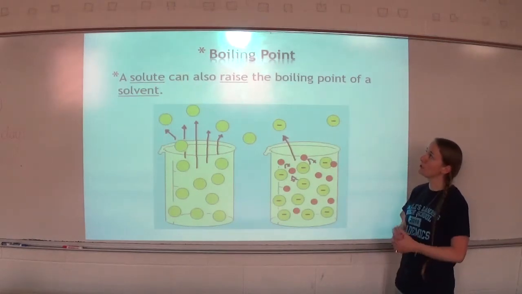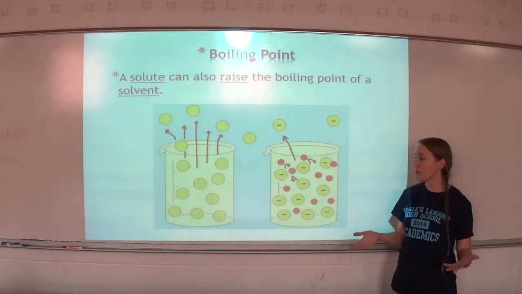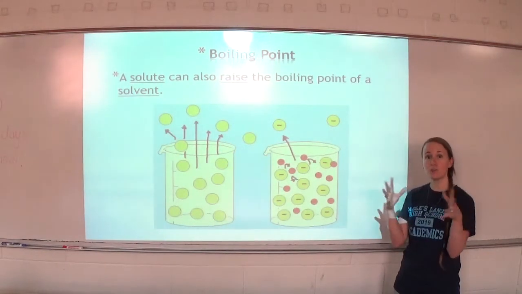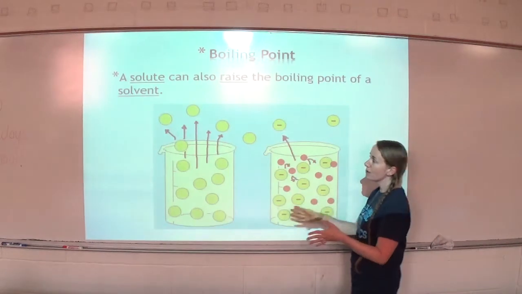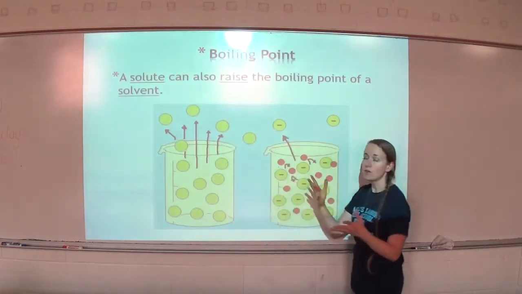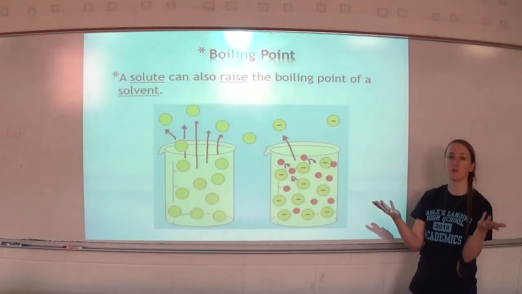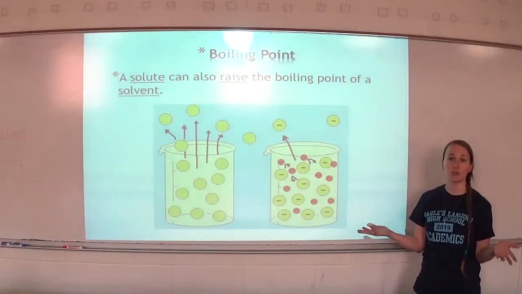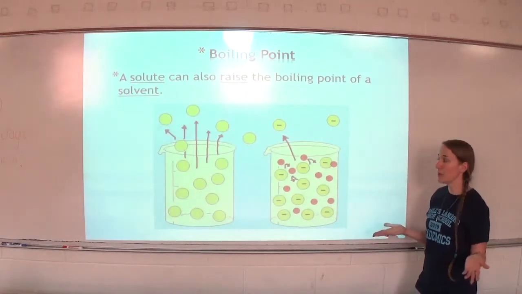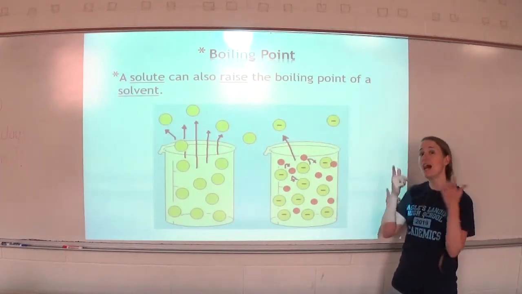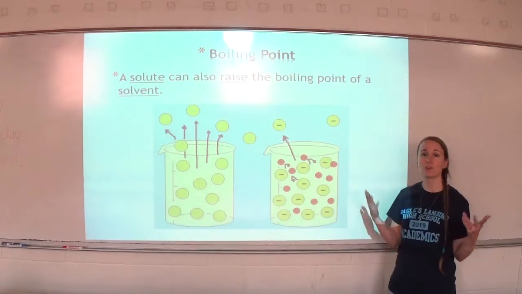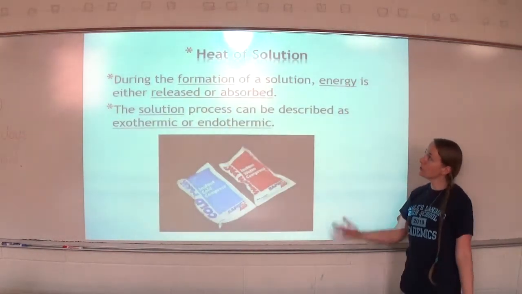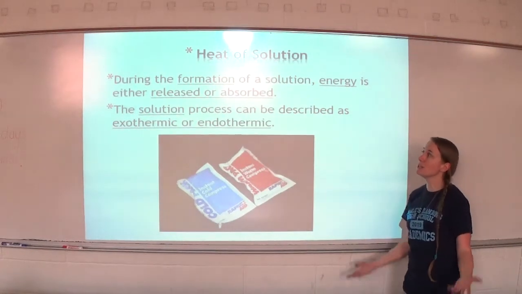Boiling point. A solute can also raise the boiling point of a solvent. So again, we've talked about the attractions formed between the solute and the solvent particles. They're attracted to one another. So when you try to boil it, we need the solvent to become a gas. We need the water molecules to leave and become a gas. Well, remember, they're attracted to those solute particles that we've added. So they don't want to leave and become a gas. So we have to heat it even higher, or raise the boiling point, in order to force the water to boil, or the solvent.